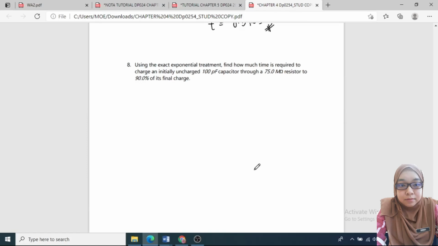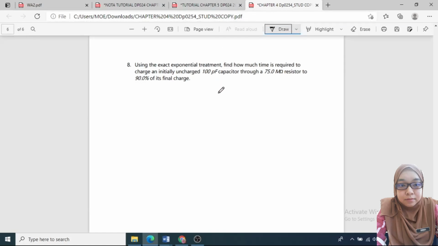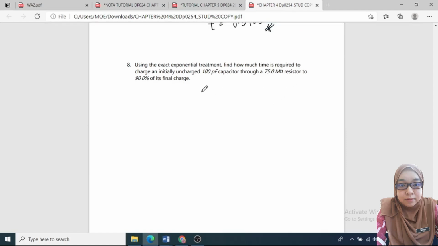And then for the last one, using the exact exponential treatment, find how much time is required to charge an initially uncharged 100 picofarad capacitor through a 75 mega ohm resistor to 90% of its final charge. So kat sini bila dia ialah charging, so kita akan tulis Q equal to Q naught exponent negative t over RC. So Q naught, dan kita tahu Q kita sama dengan 90/100 Q naught, bersamaan dengan Q equal to 0.9 Q naught. So gantikan.